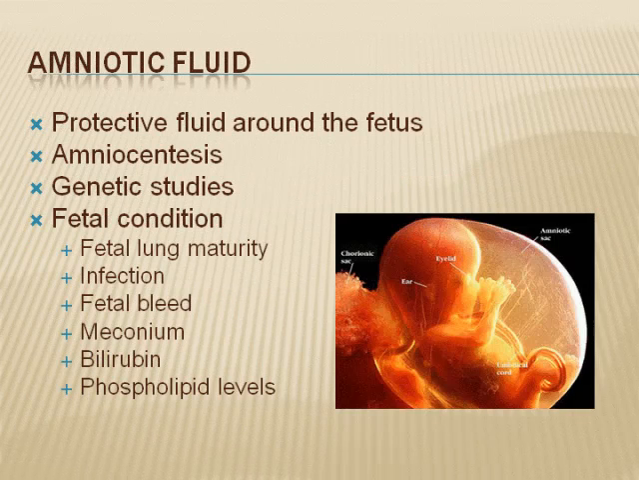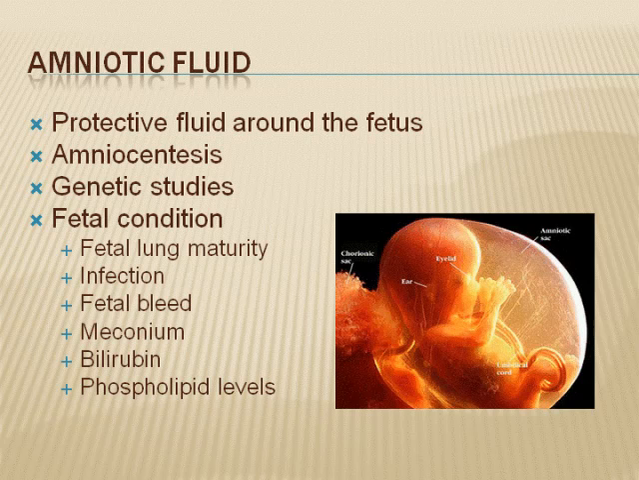Amniotic fluid is becoming more and more routine in the laboratory. That is the protective fluid around the fetus. The process to obtain this fluid is amniocentesis, performed by a physician. It is most often submitted for genetic studies. It's also used to assess the condition of the fetus. So we're looking at things like fetal lung maturity.